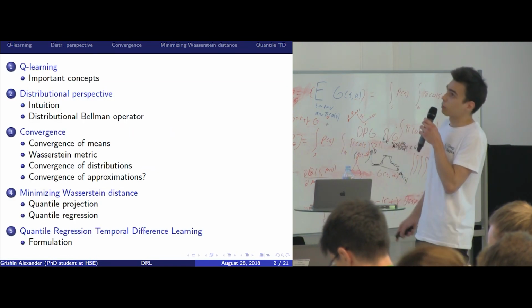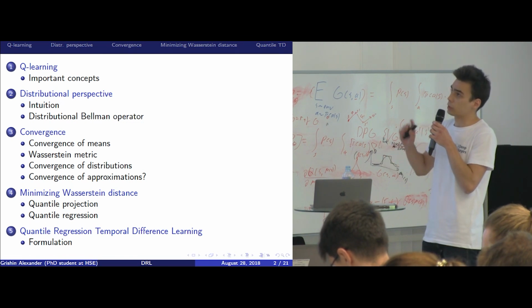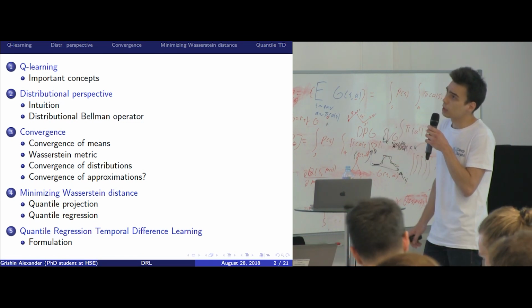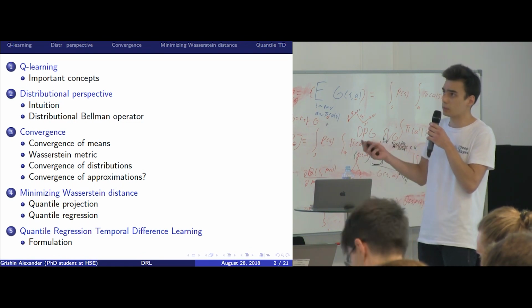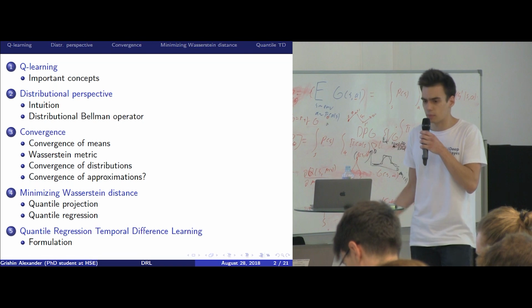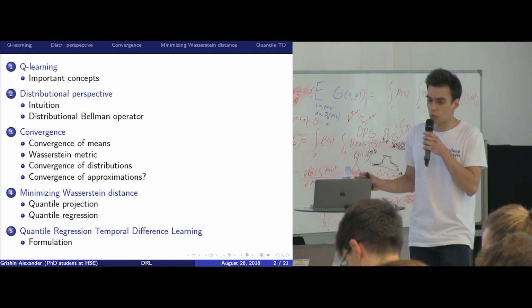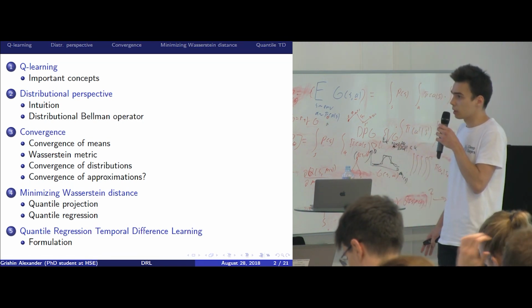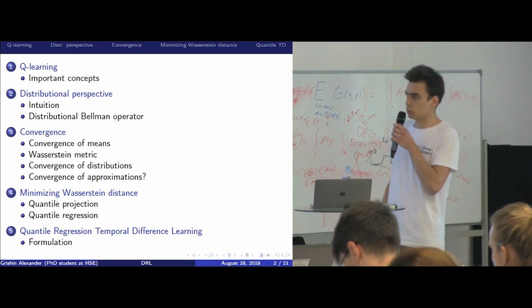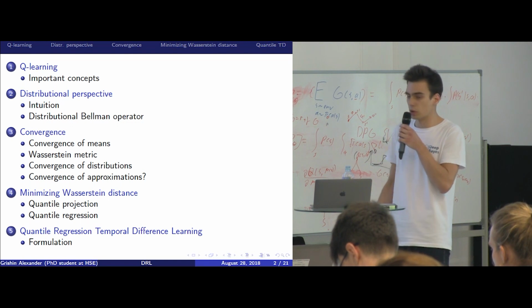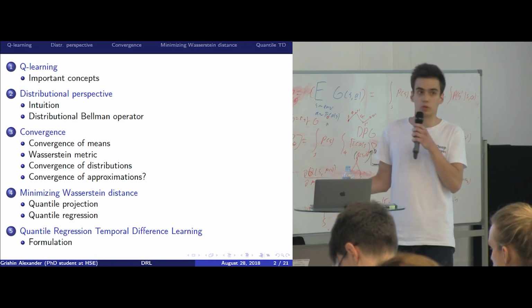At first, we will discuss the important concepts of Q-learning. Then I will introduce you to the distributional perspective. Then we will discuss important convergence properties of these algorithms. And at the end, I will introduce you to the practical algorithm to work with distributional reinforcement learning.